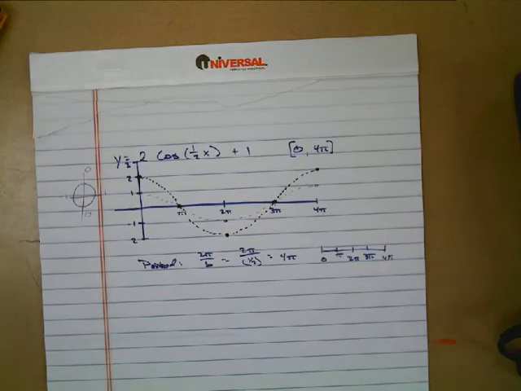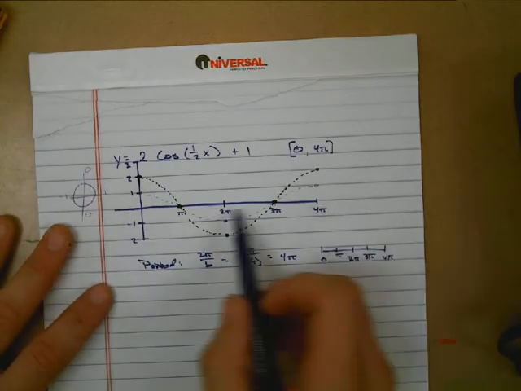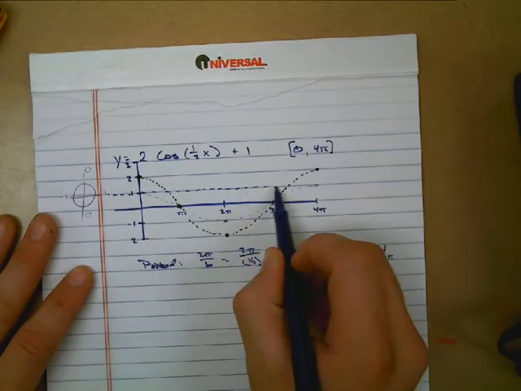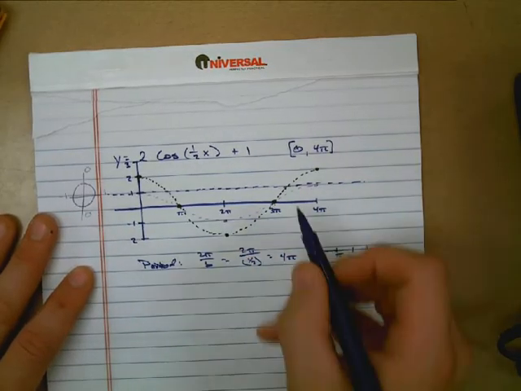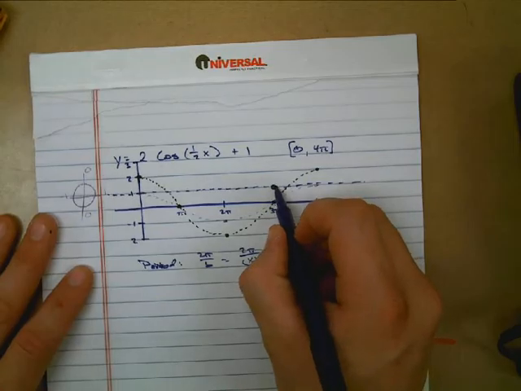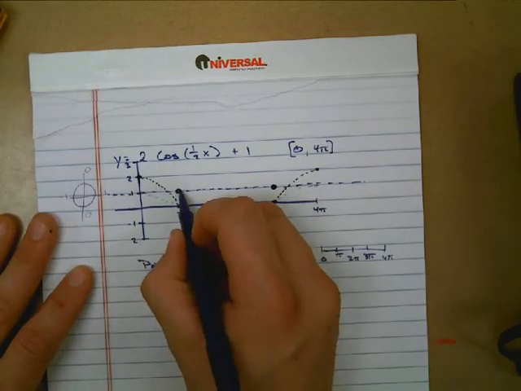So all of these zeros are going to shift up 1, so they'll now be on the axis of oscillation. My maximums will also shift up 1. This minimum goes from -2 to -1. This maximum goes from 2 to 3. And now I have my final graph of this function. Okay.